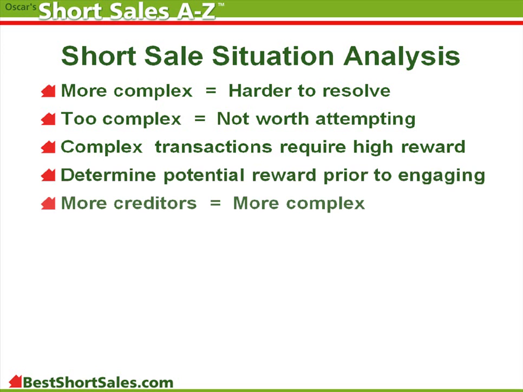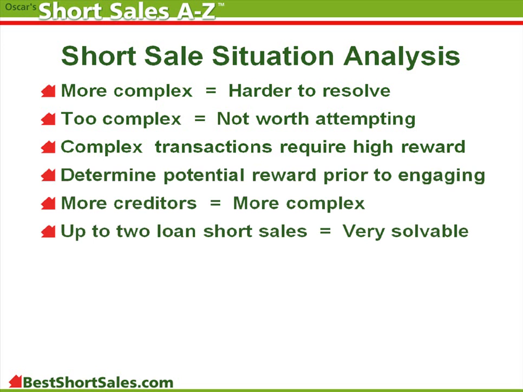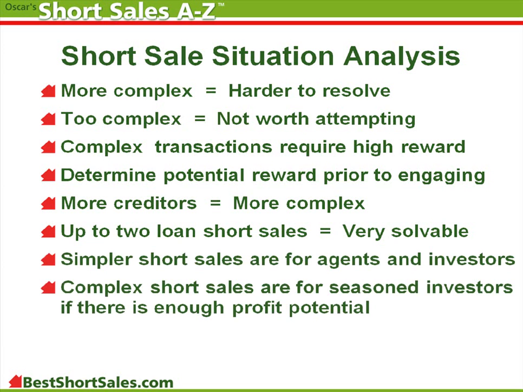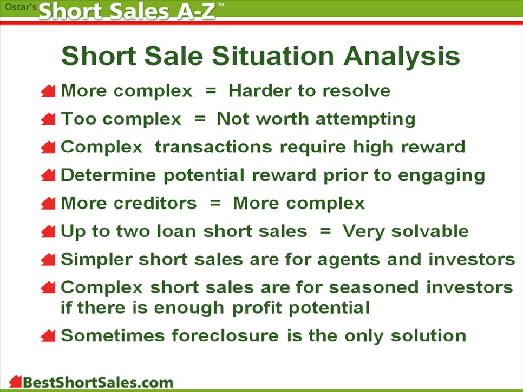The more creditors there are, the more complex the transaction. Generally speaking, up to 2 loan short sales are very solvable. Most agents and investors do very well with these transactions. Simpler transactions are for agents and investors alike. Complex short sales are for seasoned investors if there is enough profit potential. Sometimes foreclosure is the only solution. Don't waste your time with those.